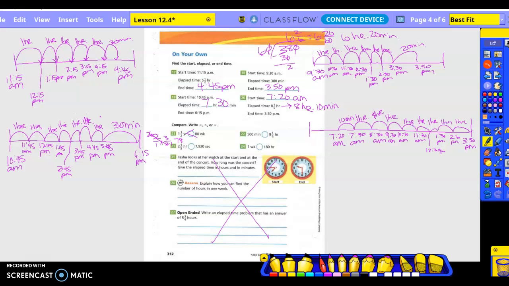Okay, minutes compared to hours. How many minutes are there in an hour? 60. So 80 times 60 is what, guys? 480. What is 1/4 of an hour? 15 minutes. So 480 plus 15 equals 495 minutes. So 500 minutes is greater than 8 1/4 hours.